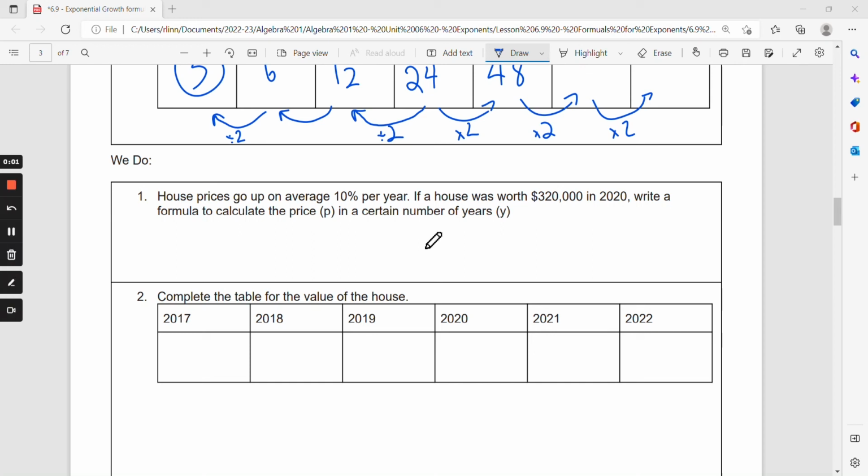All right, let's go ahead and take a look at our we do problem. So this we do problem here, it looks like it's going to be pretty similar to the one that we just did together, but there's going to be a little wrinkle in this one. So let's go ahead and take a look at it.